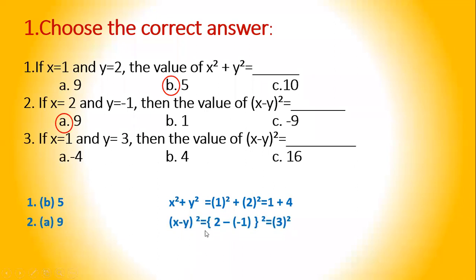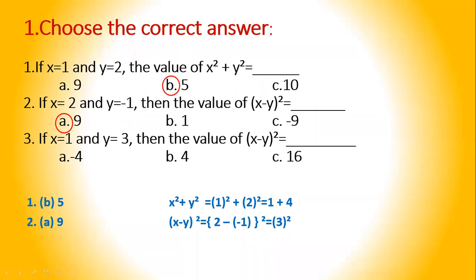Beta, here 2 minus, then we have to put -1 within the bracket. Don't forget to put the value of y within the small bracket. So minus minus plus, and you get 3 square. 3 square means 9. Clear? Ali, now it's clear? Say yes or no.